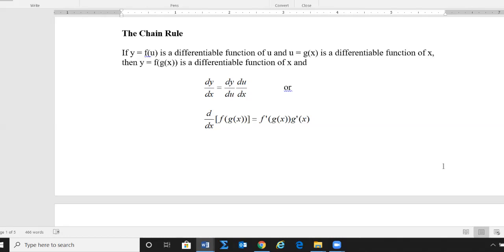u is a function of x, and y is a function of u. So indirectly, y is a function of x also. So we can differentiate it with respect to x. And this is how we do it. We treat this as a function itself with u as a variable, and then we multiply by the derivative of this function, g of x, with x as a variable. So here's in symbols also. All right, let's take an example and see how this works.